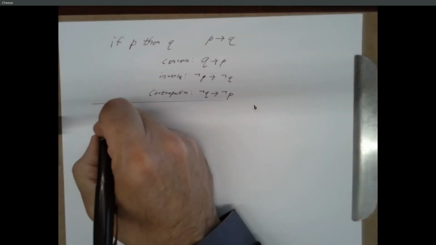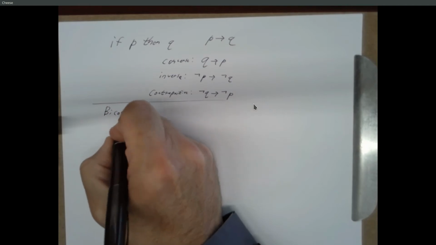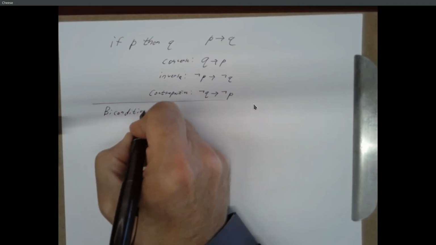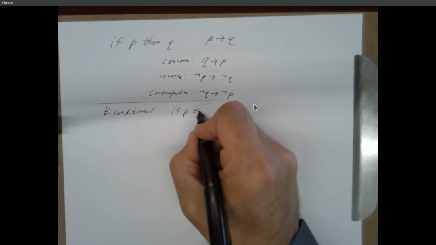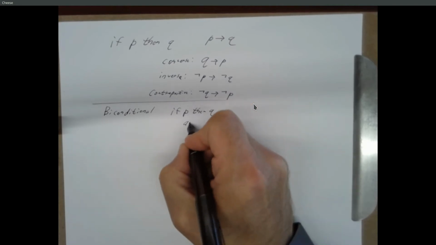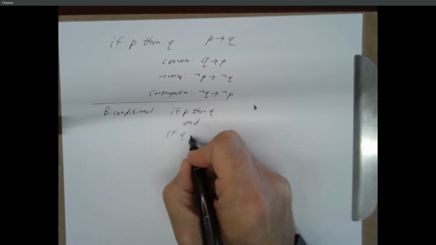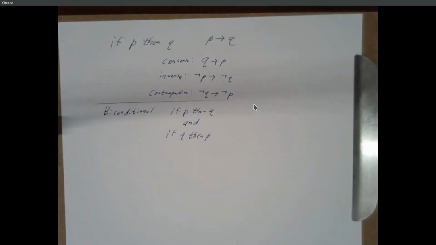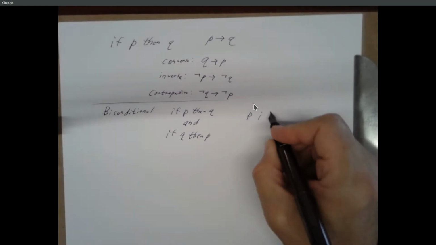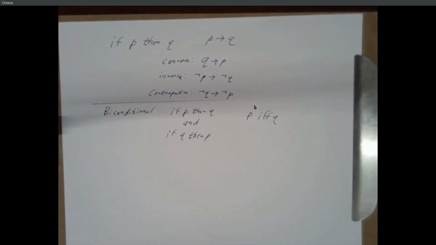All right, we can also make a biconditional, by the way. Which is basically saying if P, then Q, and if Q, then P. If P is true, then Q is true, but also if Q is true, then P is true. And we can say P if and only if Q. That's just a shorter way of saying this.